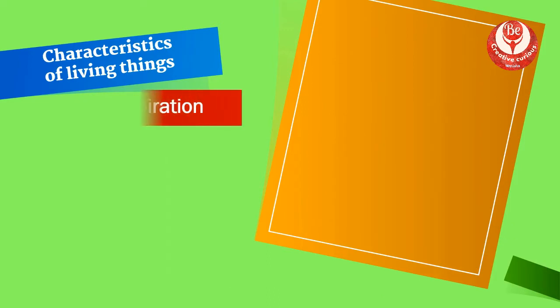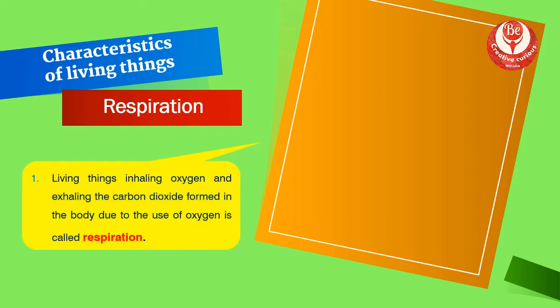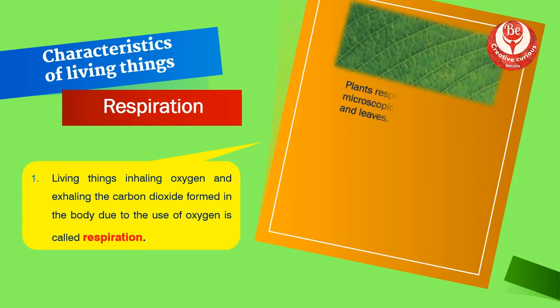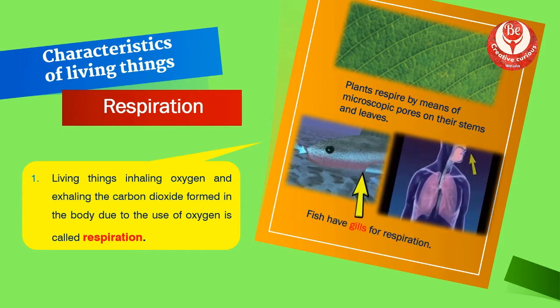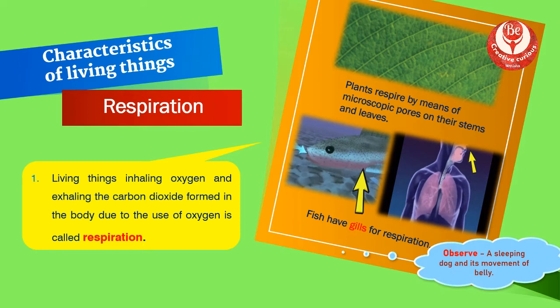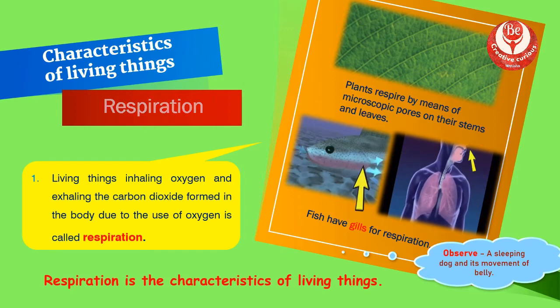Next, characteristics of living things. Respiration. Living things inhaling oxygen and exhaling carbon dioxide from the body due to the process of oxygen use is called respiration. Plants respire by means of microscopic pores on their stems and leaves. Fish have gills for respiration and humans have a nose for respiration. Respiration is the characteristic of living things.